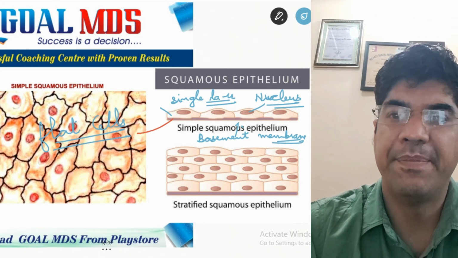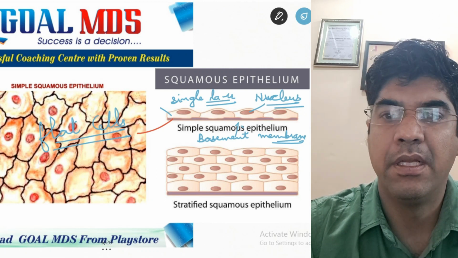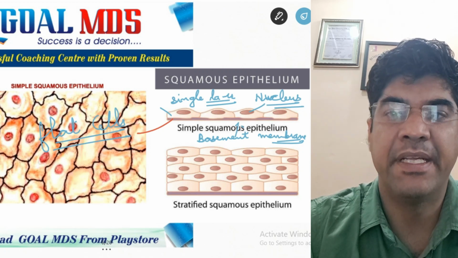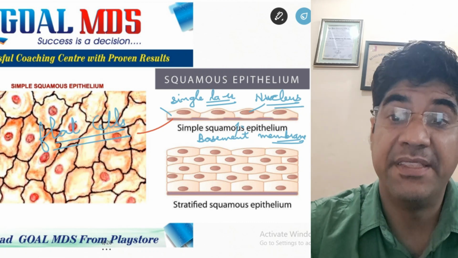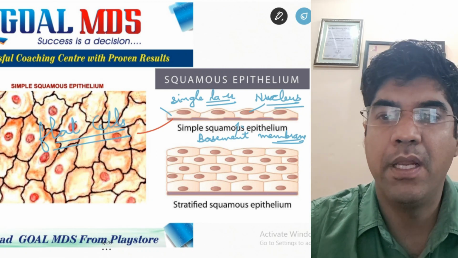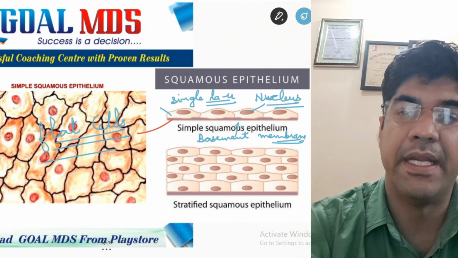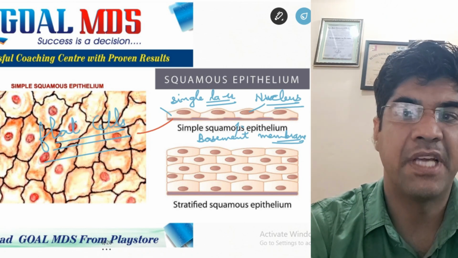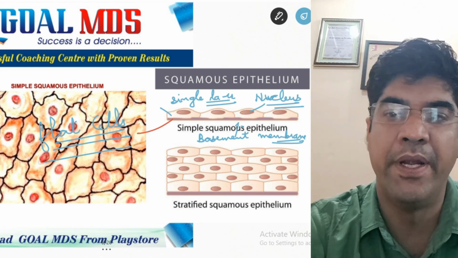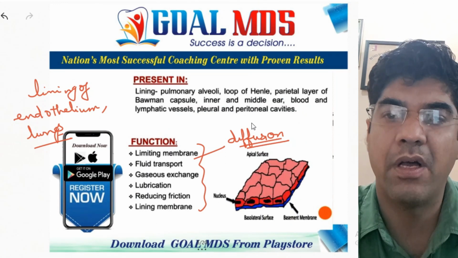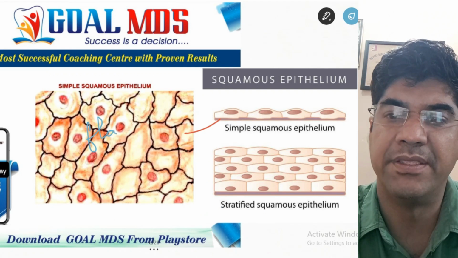So the simple squamous epithelium is a tissue that is composed of a single layer of flat, scale-like cells. The cells are wider than they are tall, which gives them a width greater than their height. This type of tissue is found in lining surfaces involved in the exchange of gases or fluid, such as the alveoli of lungs or the endothelium lining the blood vessels.